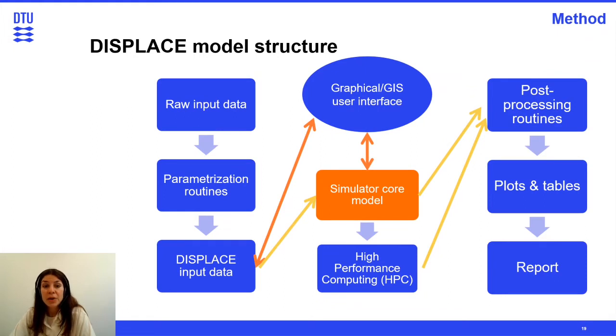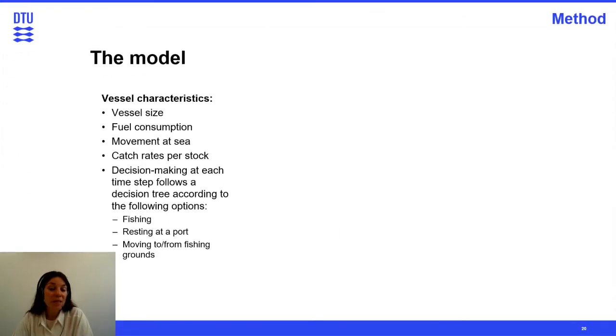Behind this graphical interface, there is the core model running, where the interaction between the vessels and fish populations is modeled. Specifically, the vessels are characterized by their size, fuel consumption, movement at sea, and their catch rates per stock. At each time step, for example per hour, and at each graphical node, the decision-making of a vessel follows a decision tree, according to different options such as fishing, resting at a port, or moving to or from fishing grounds.